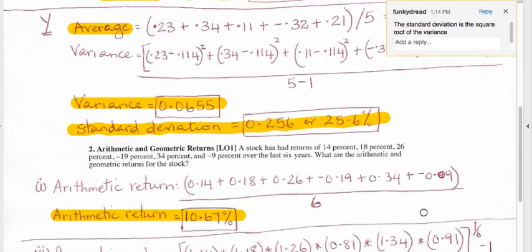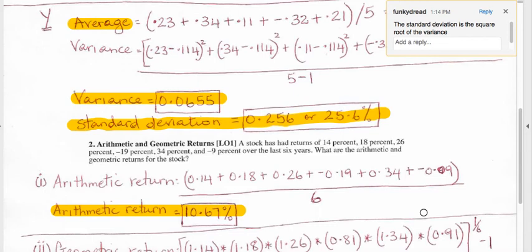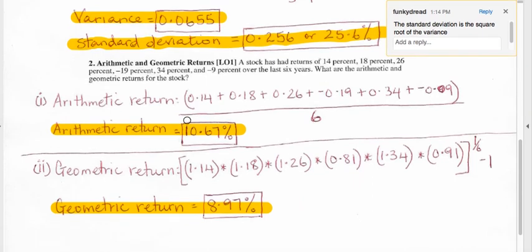So let's go on to the arithmetic and geometric returns. A stock has had returns of 14%, 18%, 26%, 19%, 34%, and negative 9% over the last 6 years. What are the arithmetic and geometric returns for the stock? So you see here, the arithmetic return, you just add these up as we've said before and divide by 6. It's your simple average. So if we do that, we get an arithmetic return of 10.67.